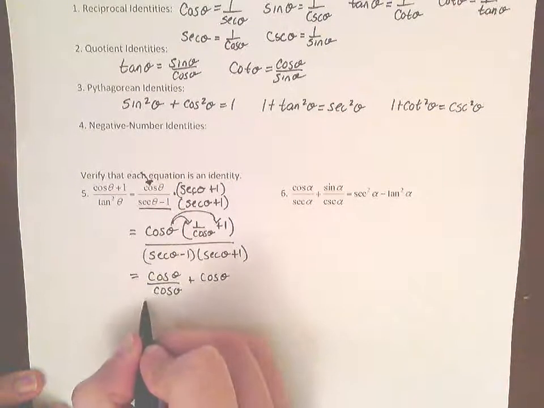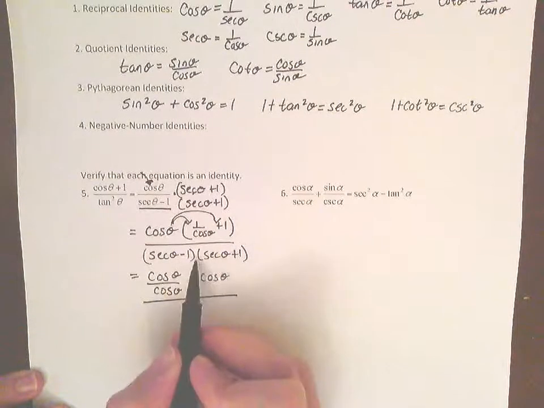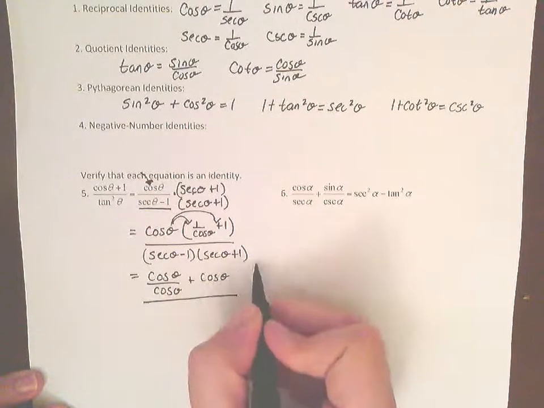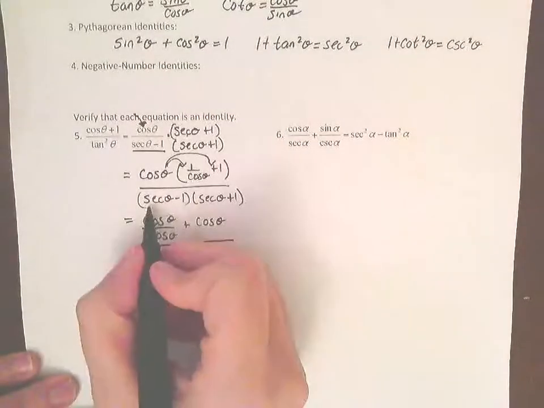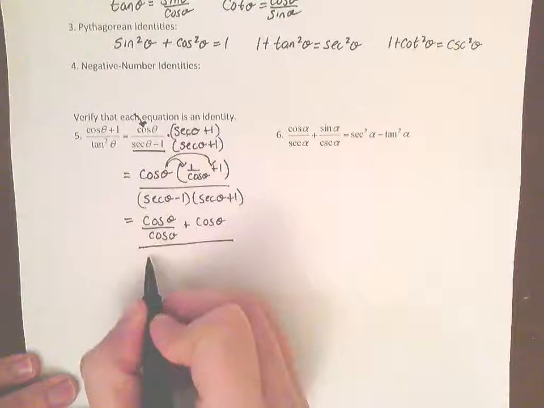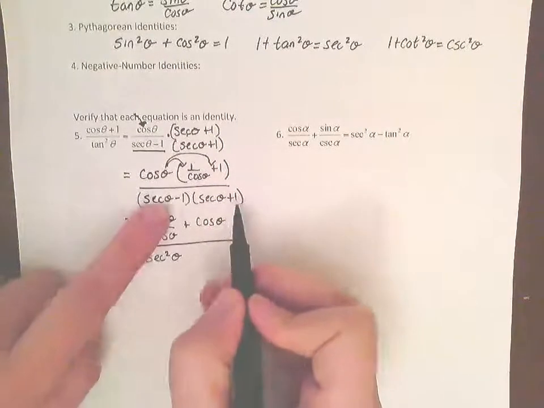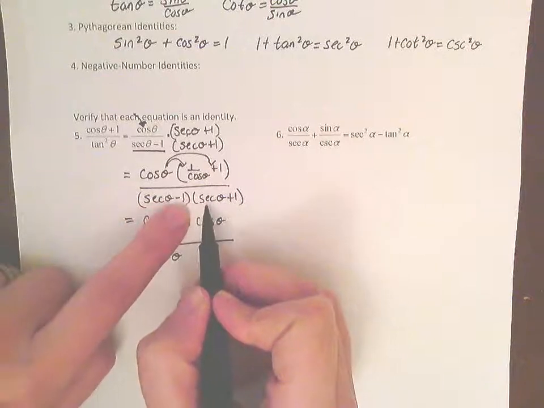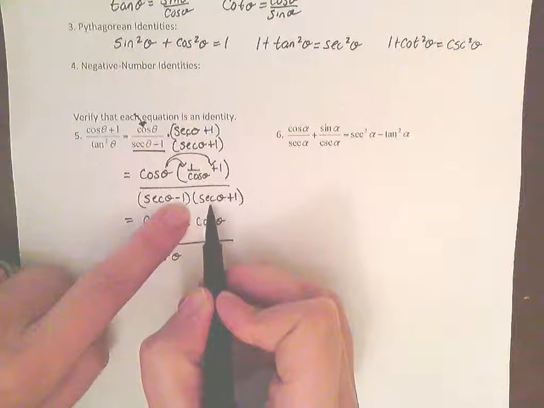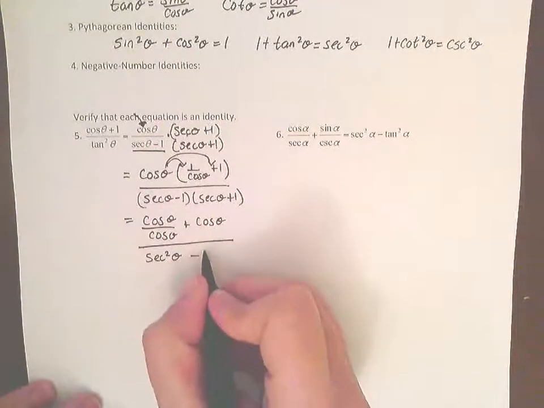And then all of that is over. What I'm going to do down here is I'm actually going to FOIL. Okay, so I'm going to FOIL this bottom one, and this becomes secant of theta times secant of theta, which is secant squared of theta, times the outer, which is positive secant of theta, and the inner, which is minus secant of theta. So what happens to secant of theta? It's gone. And then the last is going to be minus 1.